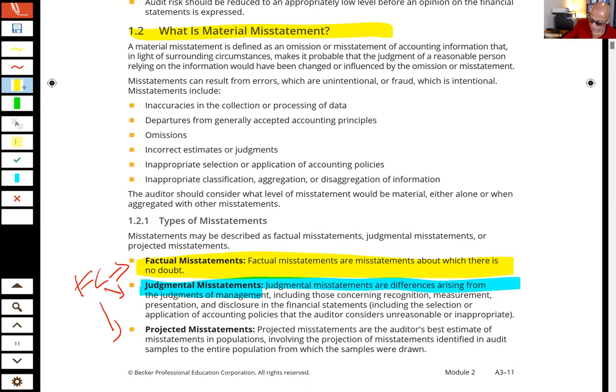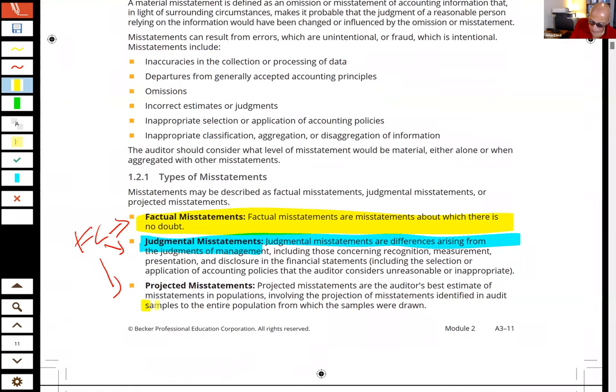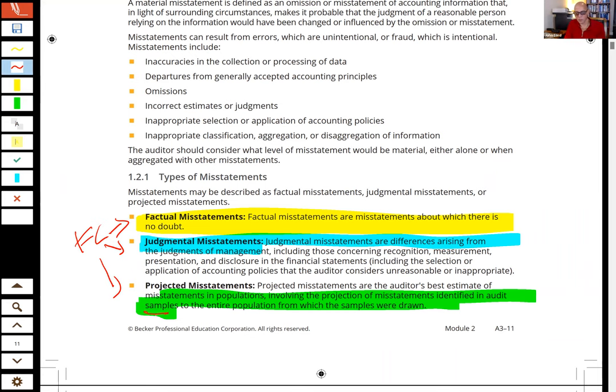Projected misstatements are basically when we use an audit sample and we project that sample to the population, but there's always a chance that the sample will be different from the population. And so we would have a projected misstatement, but there's always a chance that there could be a difference there. These are the types of misstatement, and you can go ahead and flashcard those.